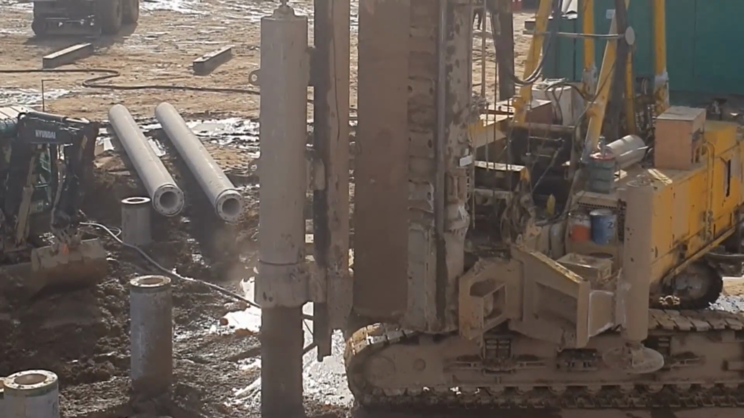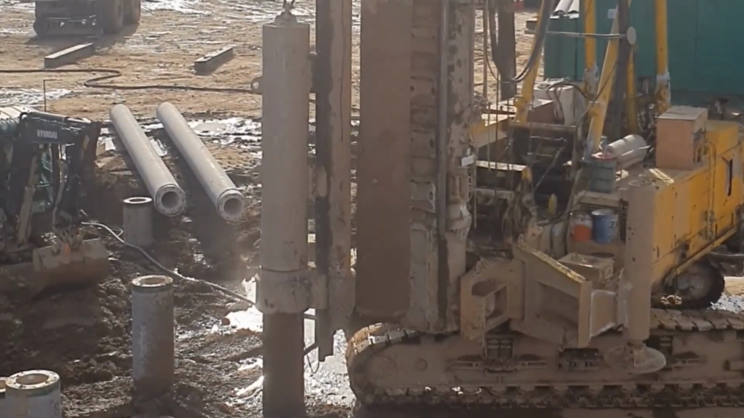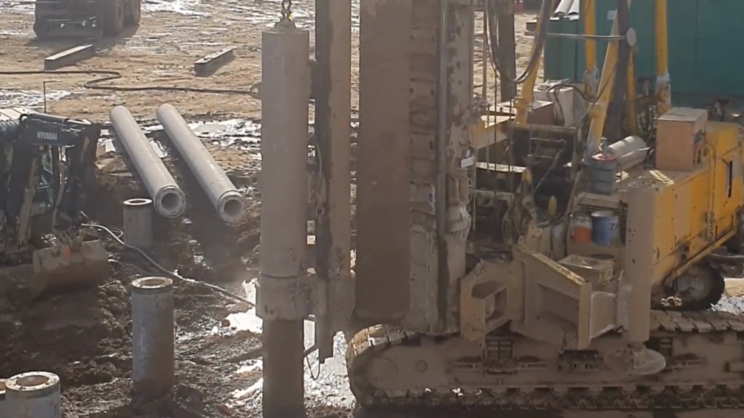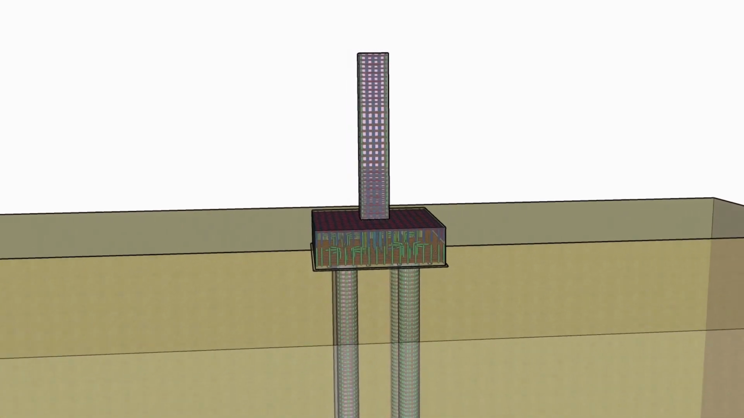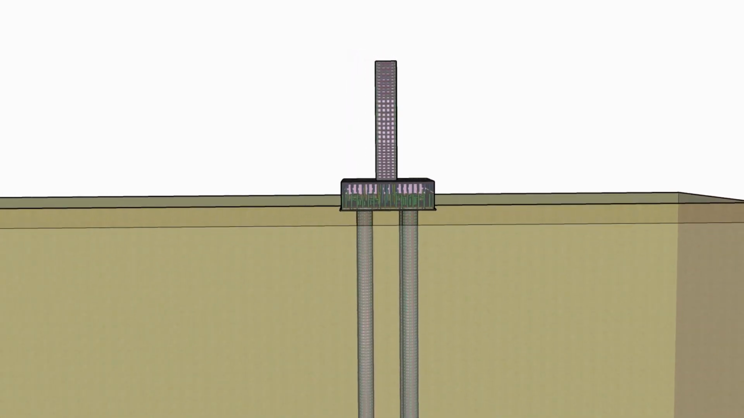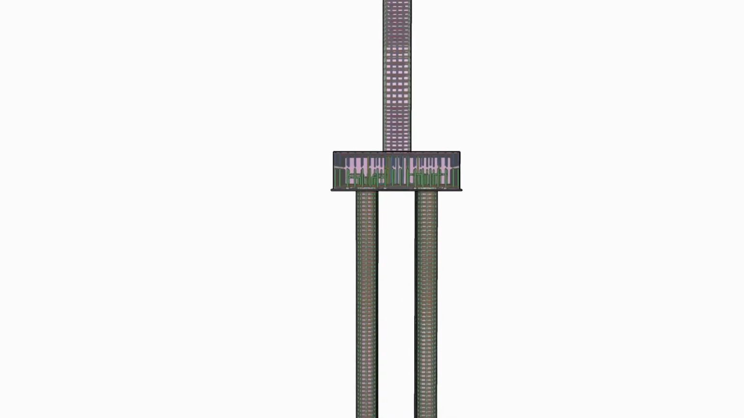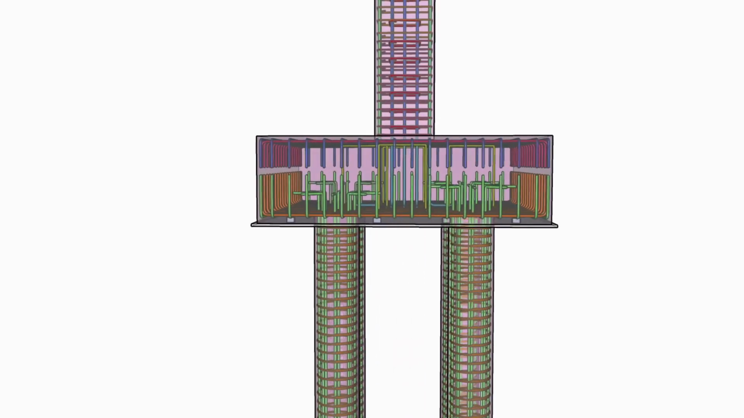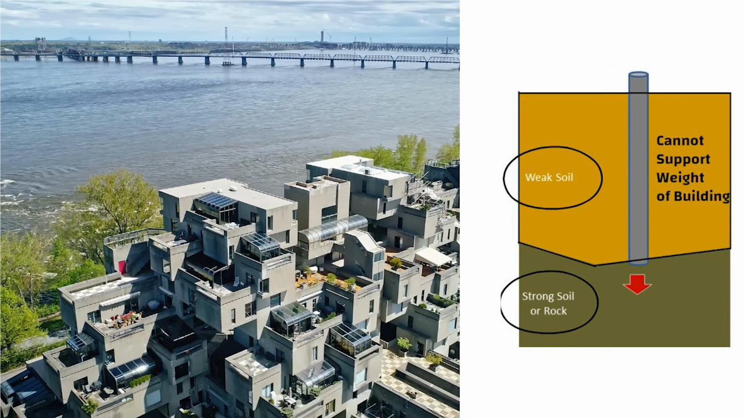Habitat 67 utilized a pile foundation, a type of deep foundation system commonly used in areas with unstable soil conditions or when building on soft ground. In the case of Habitat 67, where the construction occurred near water bodies, pile foundations were likely chosen to provide sufficient support and stability for the structure.